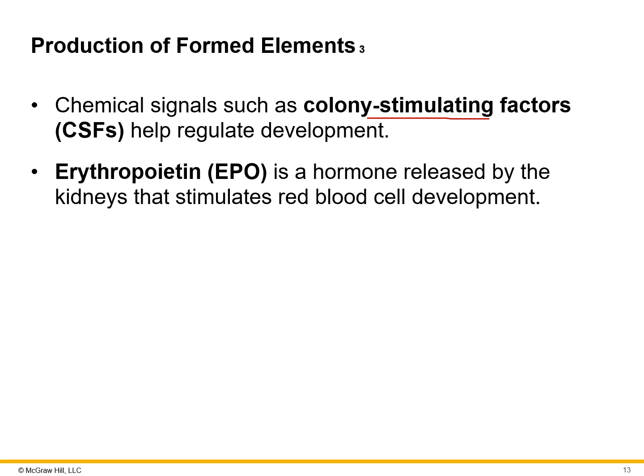Another way is by hormones. So erythropoietin, EPO, is a hormone that gets released, and that's going to stimulate the red blood cell development. So it's going to trigger that pathway to those red blood cells. That erythropoietin is what's going to trigger that.